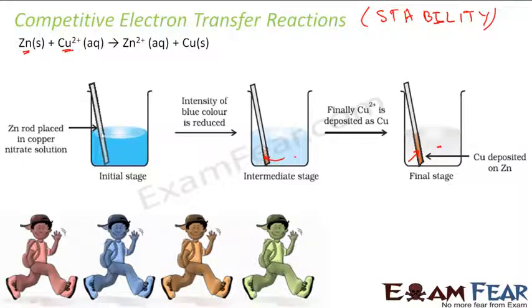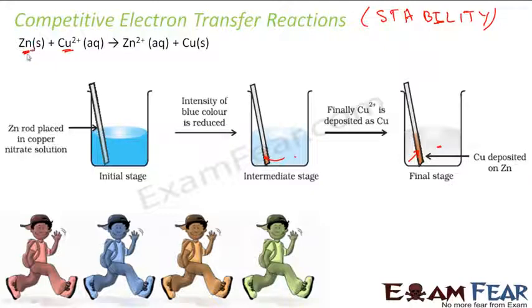You can do this in your lab. You can take zinc and copper nitrate solution or copper sulfate solution, and just dip it. You'll see the dark color of the copper nitrate solution is minimized, and it almost becomes colorless, and you'll see a copper deposit on the zinc. The question is why it happened.